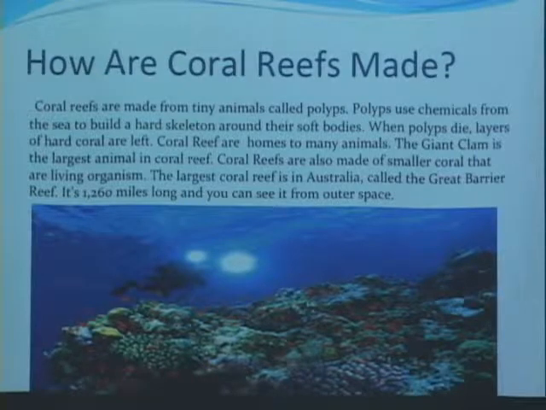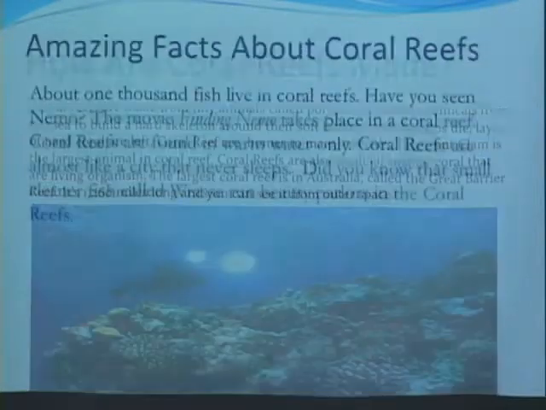Coral reefs are home to many animals. The giant clam is the largest animal in the coral reef. Coral reefs are also made of smaller corals that are living organisms. The largest coral reef is in Australia, called the Great Barrier Reef. It's 1,260 miles long, and you can see it from outer space.